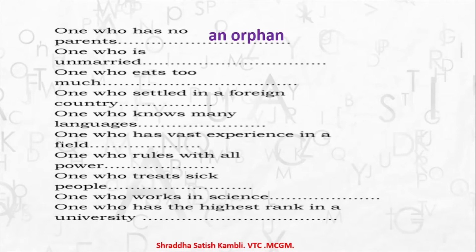Okay, one who is not married or one who is unmarried. What do you call such a person? You call that person a bachelor if he is a man, or a spinster if it is a woman or a lady. One who eats too much. Who do you call a person who eats too much? You call him a glutton. Okay, a glutton is a person who goes on eating and eating and eating, sometimes even beyond his or her capacity.